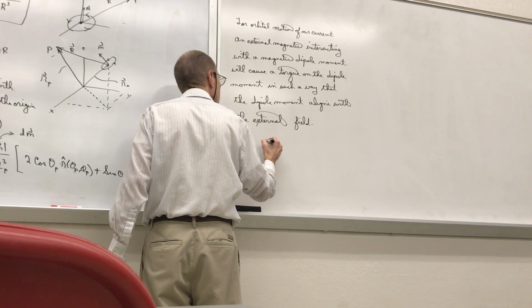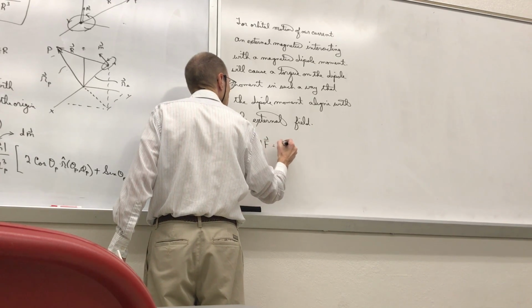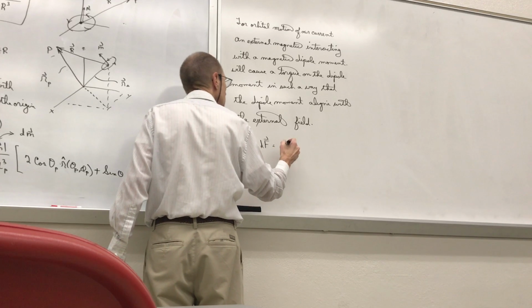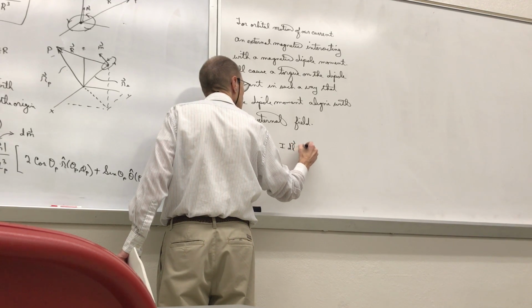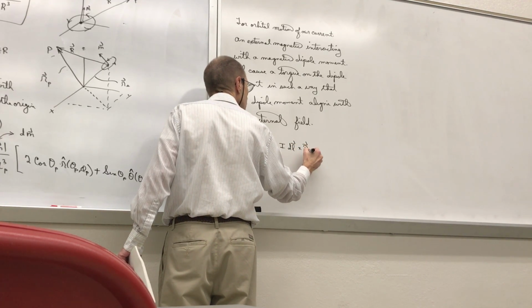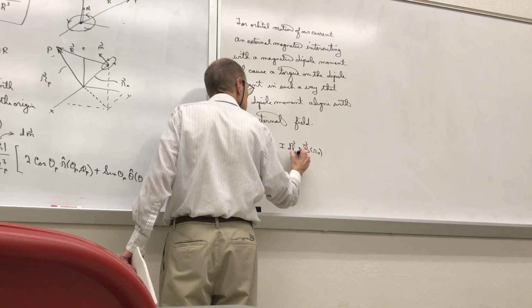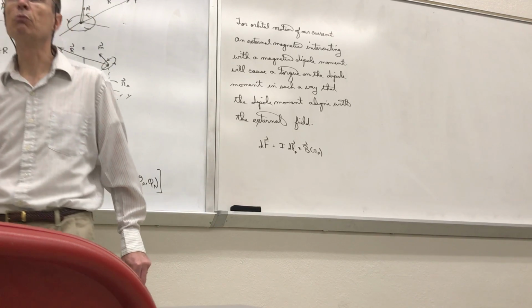And this is all based on the property that our current, or I should say our force, that we have a force between two currents. One current that generates the external magnetic field at our point of observation, and the other current is the current of our dipole moment.